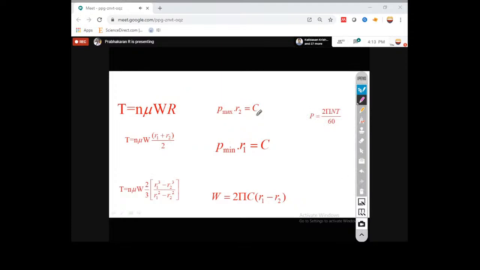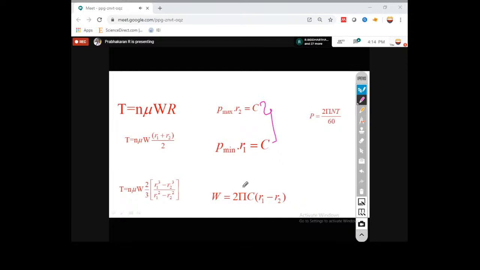Next, I already discussed the pressure. We know that pressure is inversely proportional to radius. So P max equal to C by R2, so C equal to P max into R2. The pressure intensity will be maximum on the inside, that is at R2. The intensity of pressure will be minimum on the outside of the plate, that is at R1. This is the very simplest thing. You don't forget these cases.